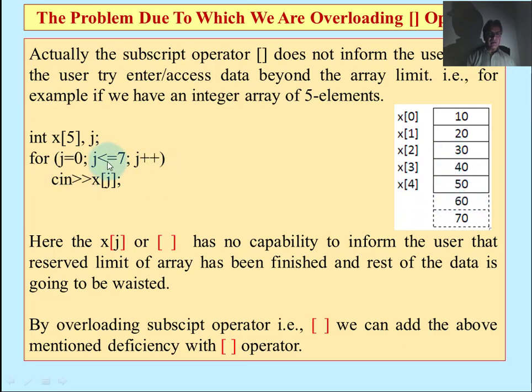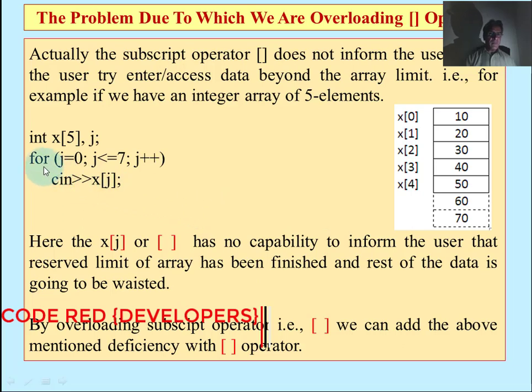Then 2 more cycles of for loop. For these 2 more cycles, j is incremented and the value of j becomes 5, and at x of 5 location it stores 60, at x of 6 location it stores 70, but these 2 values are wasted because we have not reserved the memory for these 2 values, and this is the drawback.